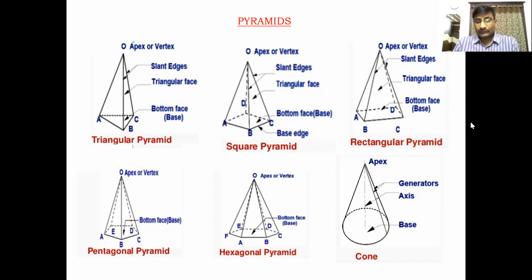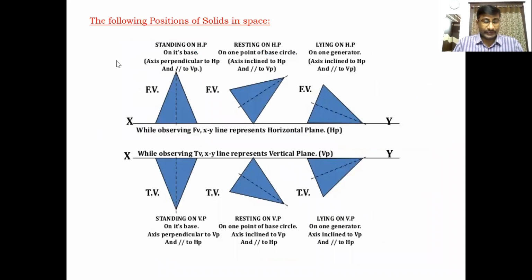We are going to solve these solids in different positions. Different positions means some of the positions I have placed in this slide: the following positions of solids in space. This is the cone in 2D view. These are the front views. The front view is always above XY, and the top view is below XY. These are the top view positions.